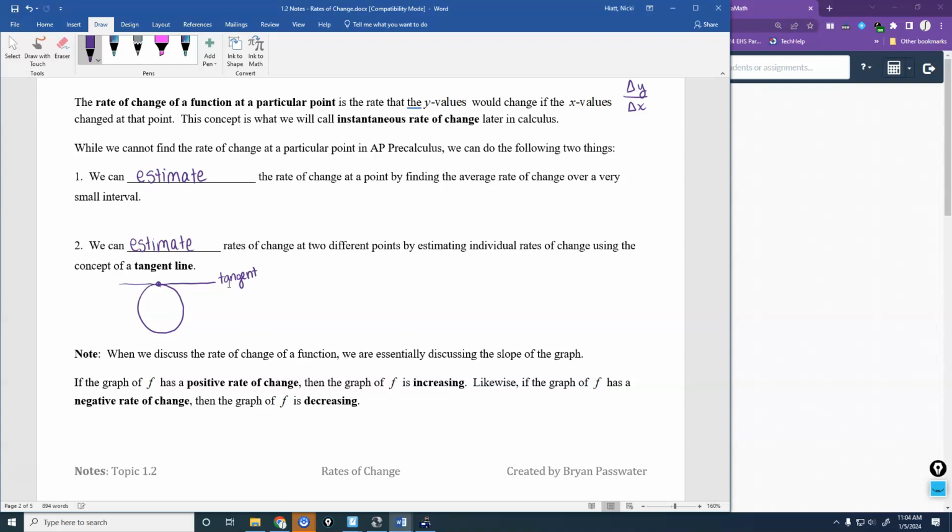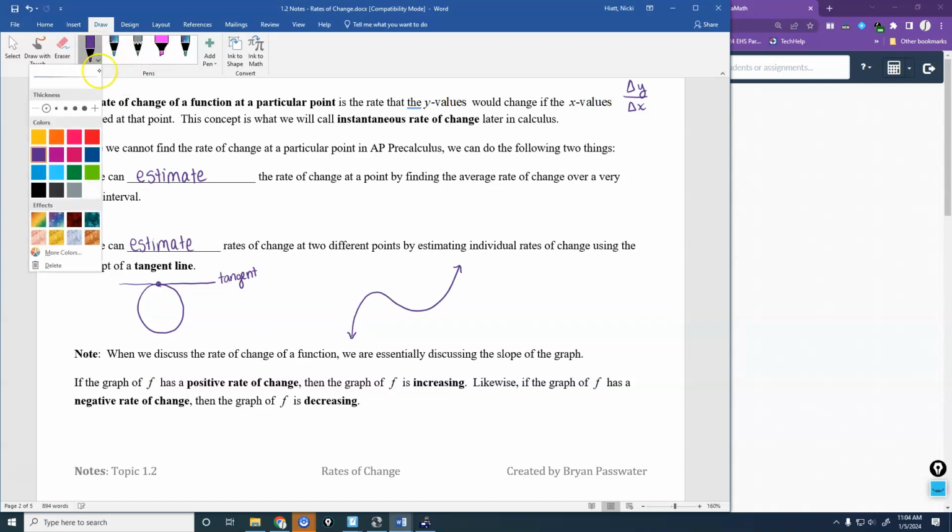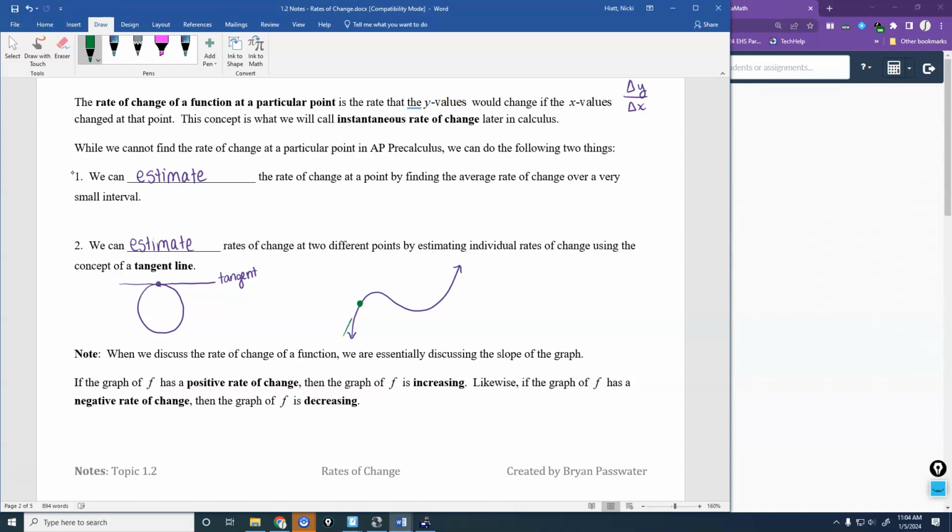The idea we're going to think about is, if we have a graph and we want to know the slope of that graph at, let's say, this point right here, that instantaneous rate of change at that point, we can think about the line right here that would touch that graph just at that single point. This is also called a tangent line.